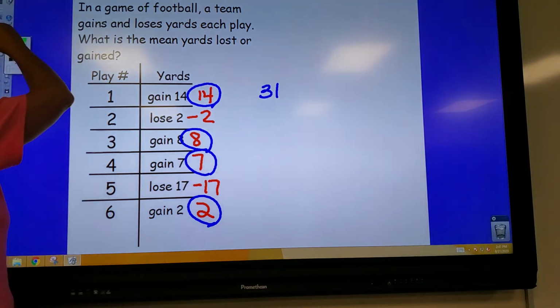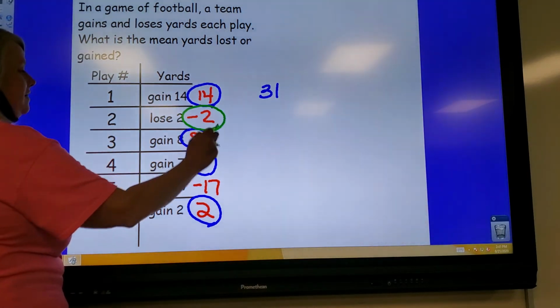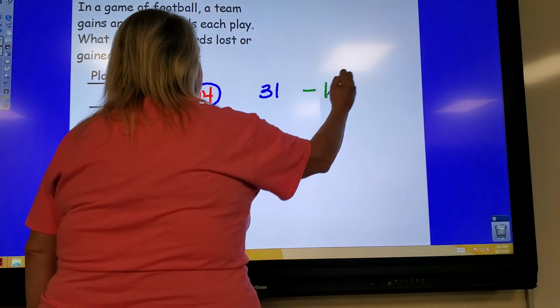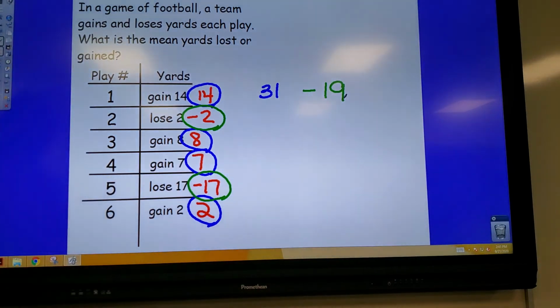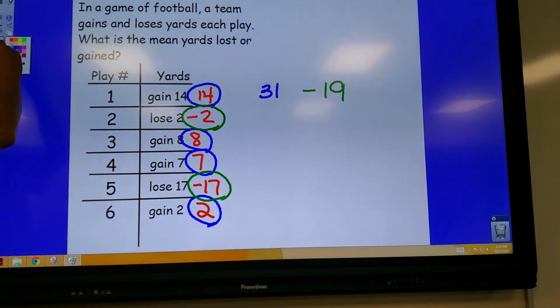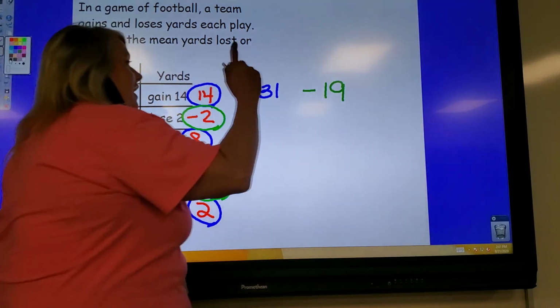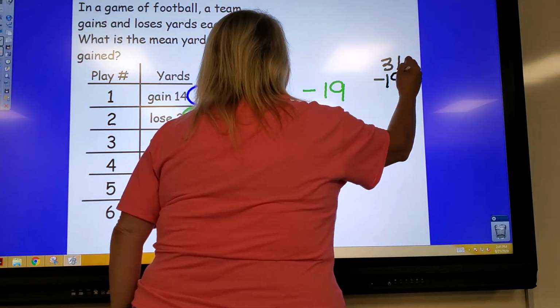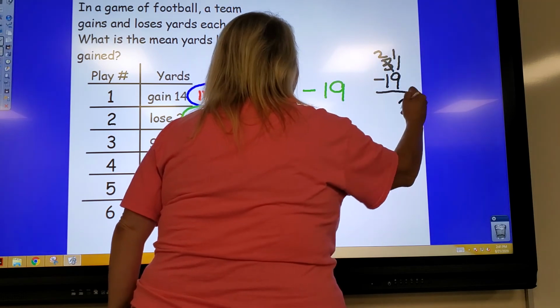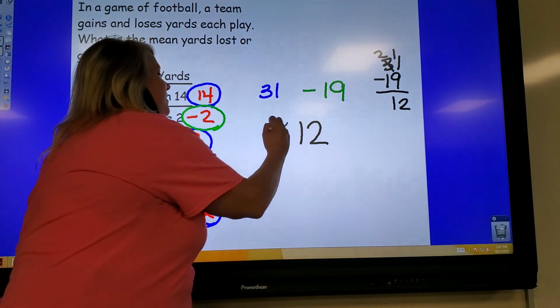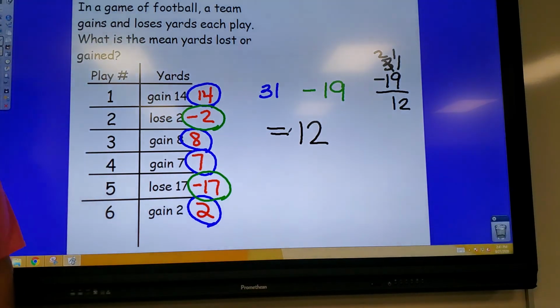All right, now I'm going to combine these two negatives. How many total yards did they lose? They lost a total of 19 yards. Now you just got to figure out what's 31 minus 19. That's 12. It is Friday, so I think it's 12. At least I got it right, even if it took 10 seconds.